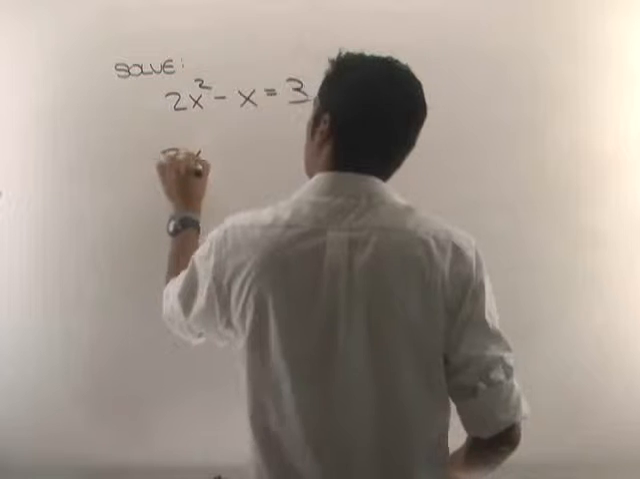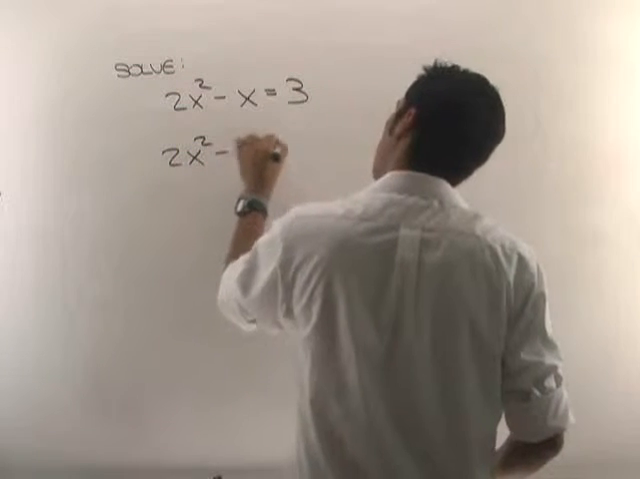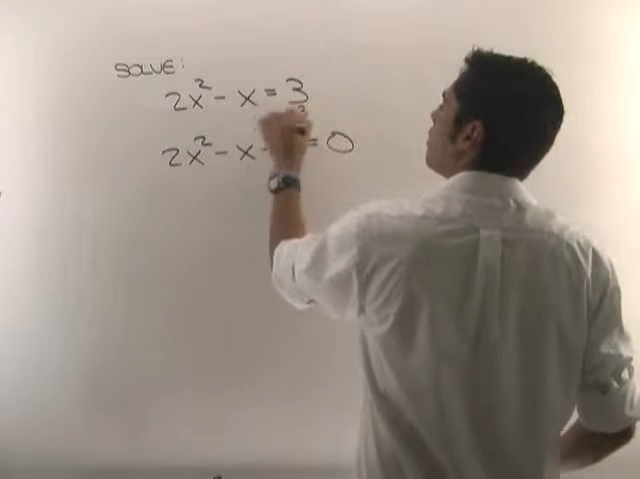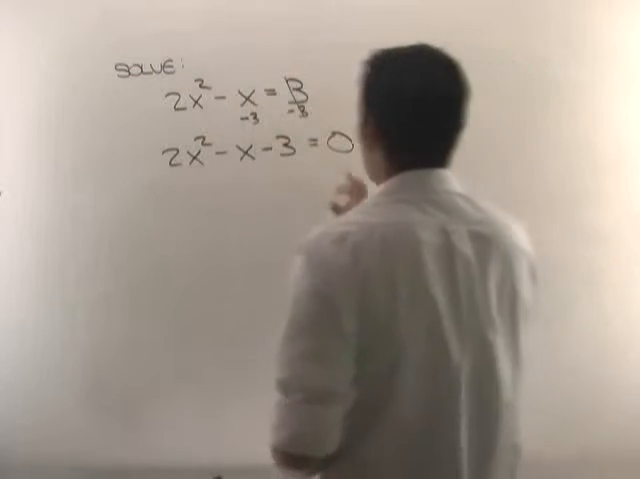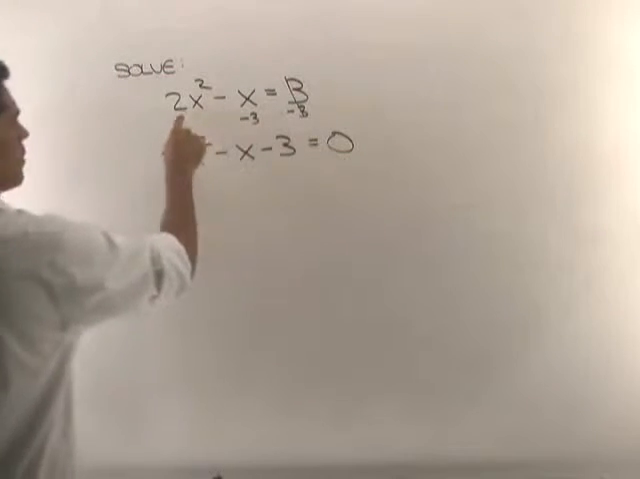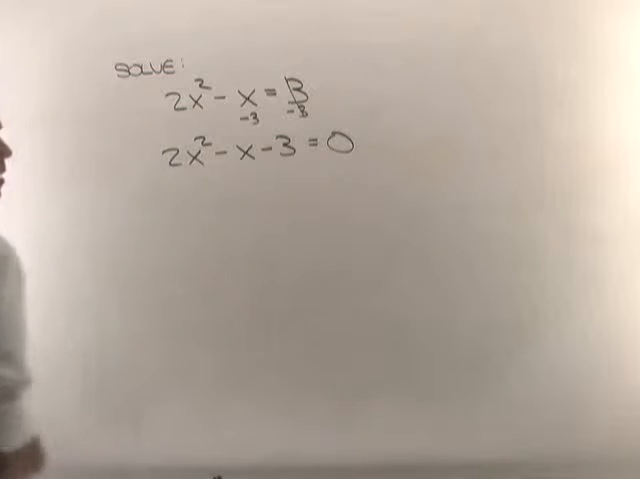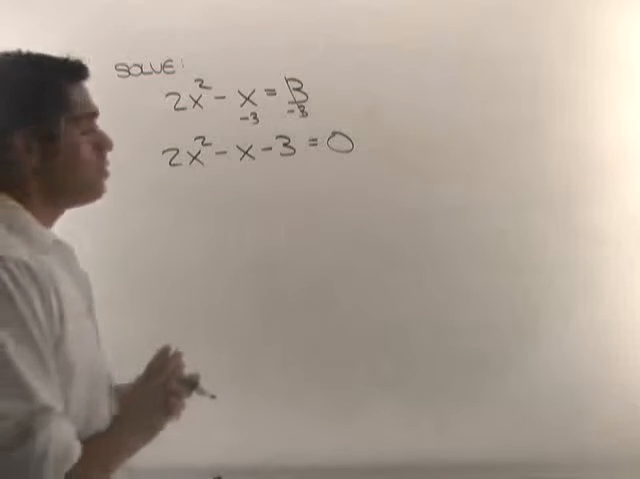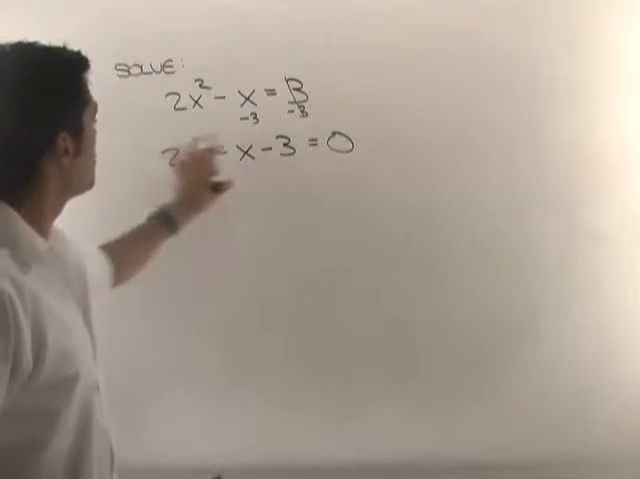So I'm going to subtract 3 on both sides. And by doing so, subtracting 3, it goes away. I get 0 on the right. Over here we're going to have 2x squared minus x minus 3. Now, for this particular problem, I'm going to use a technique called factoring in order to solve this.